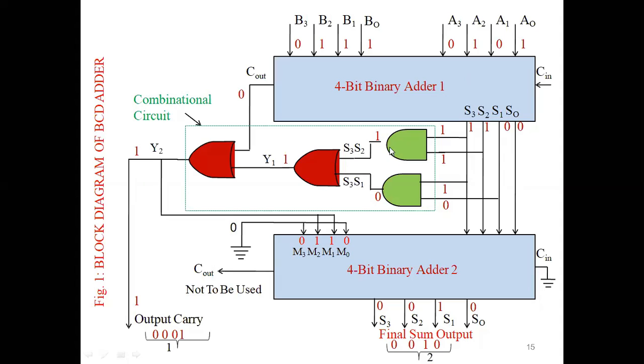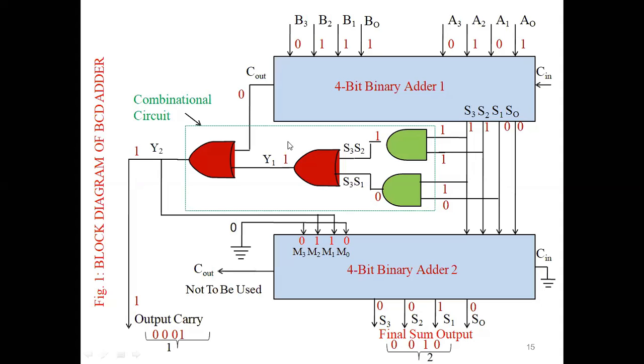And substitute these values in this gate. What is the S3 value? 1. S2 value? 1. So 1 into 1 is 1, so the AND output is 1. And here S3 value 1, S1 value 0. 1 AND 0 becomes 0. And these output values go to the input of the OR gate. So 1 plus 0 is 1.